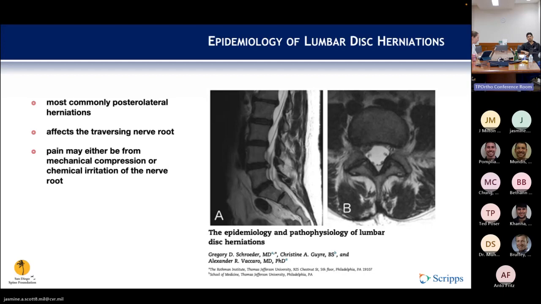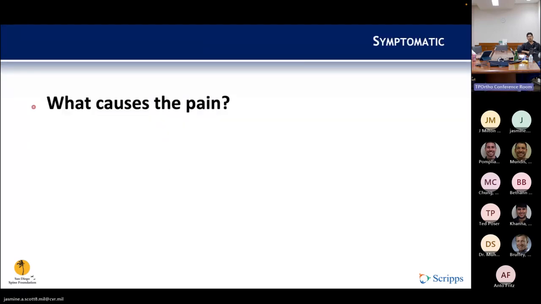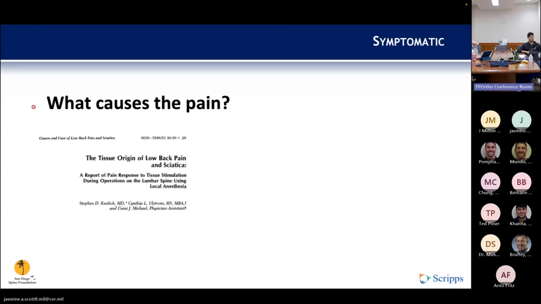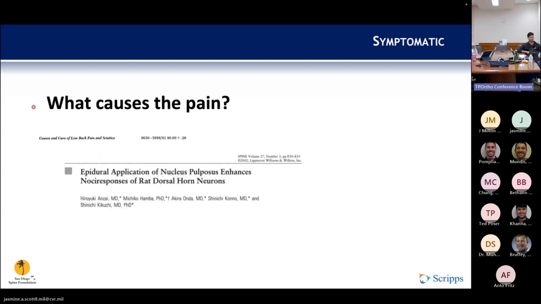And then the pain, again, we don't have a great understanding of what causes the pain, but either mechanical compression or chemical irritation of the nerve root. There are many different articles that try to address this question, what specifically causes the pain. I didn't want to go through every single one of them because there's a lot, but people are investigating both the mechanical compression and the chemical mediators.